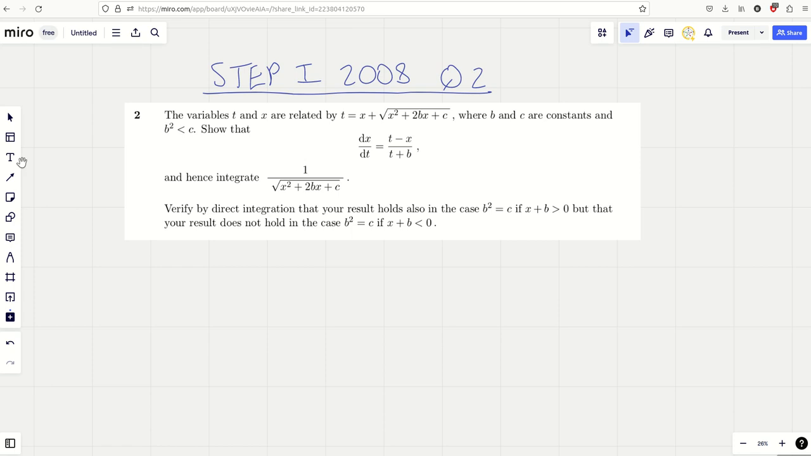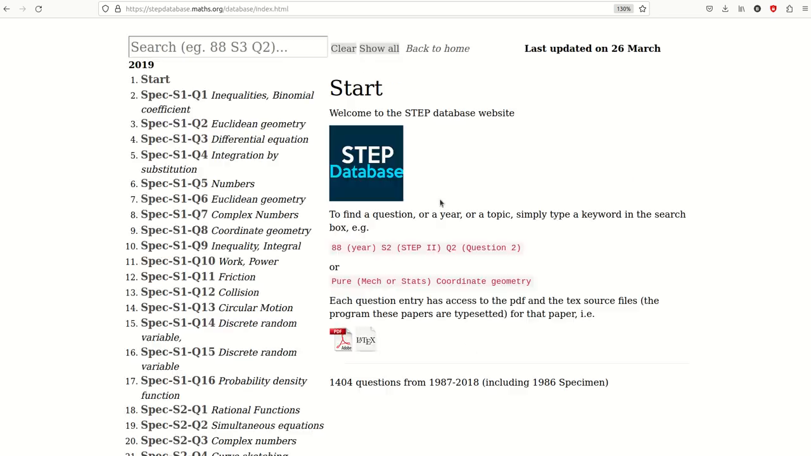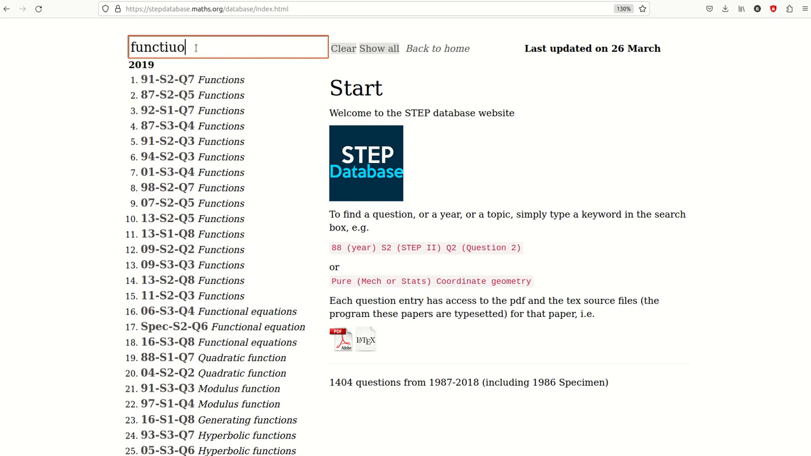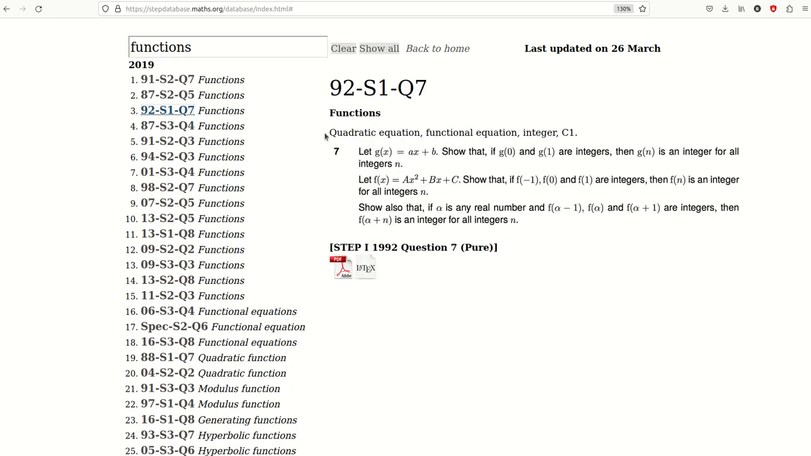I tell you what, you might not be aware of this site as well, the Step Database. Have you ever seen this website? This has all of the questions from every Step paper, and you can look at it by topic. Functions is something which comes up a lot in the MAT, so let's try a Step 1 question on functions. That looks much more like what you might find on a MAT paper. Do you know what I mean?